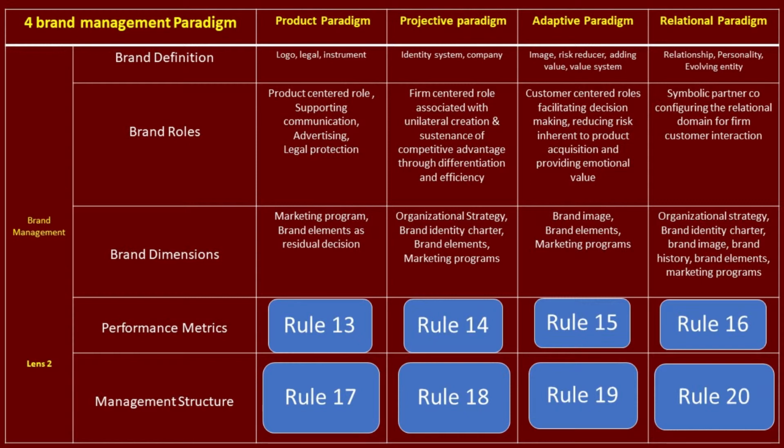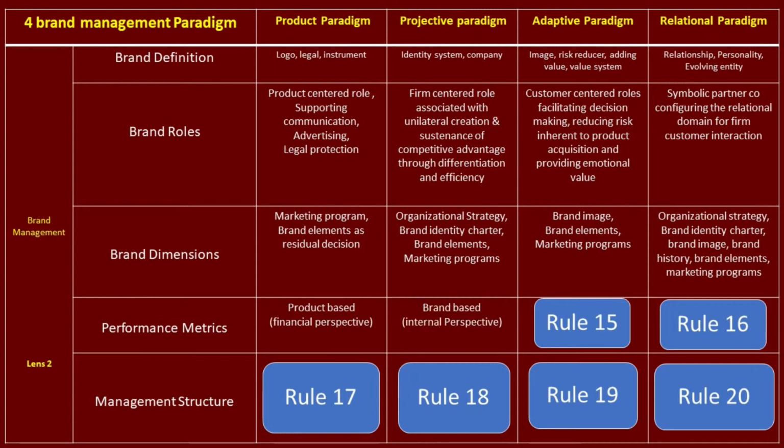The fourth aspect we study under lens 2 is the base of performance matrix. As per Rule 13, when marketing vision is based on product paradigm, the performance metrics are based on product and measured on financial perspectives. Rule 14 says when the marketing vision is based on projective paradigm, the performance matrix is based on brand and measured on the perspective of internal value system.